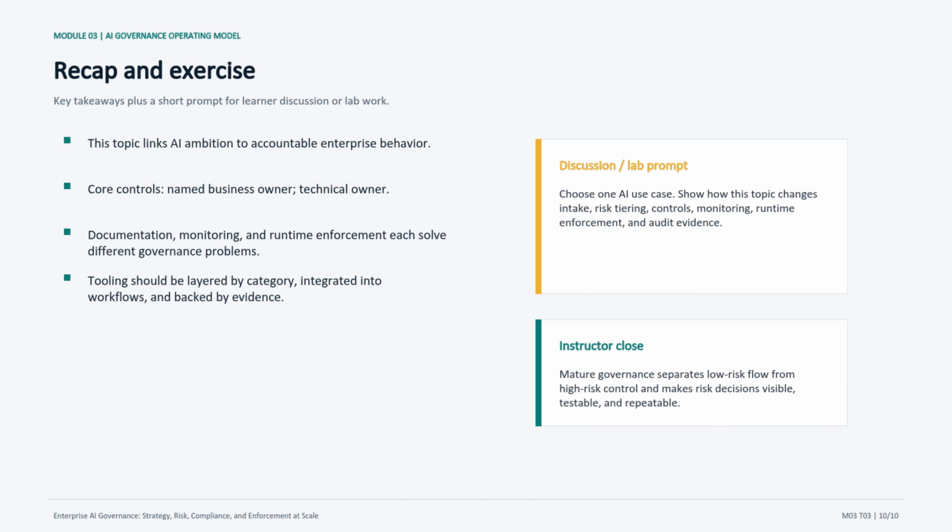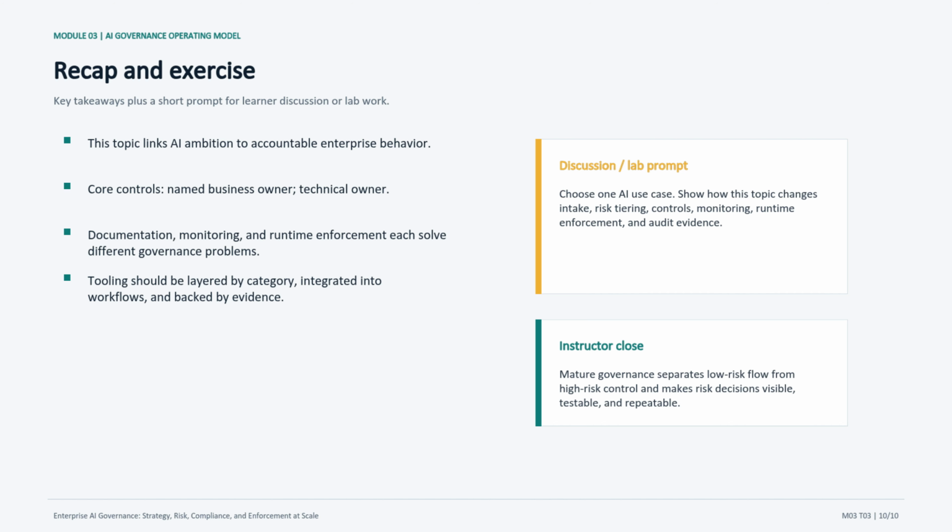To close this deck, I would bring the class back to the central message. RACI designed for AI ownership links AI ambition to accountable enterprise behavior. It is not separate from delivery, it is how delivery becomes safe, compliant, and repeatable. The takeaways summarize the operating logic: know the controls, separate documentation from monitoring and runtime enforcement, and choose tools that support the workflow and evidence model.